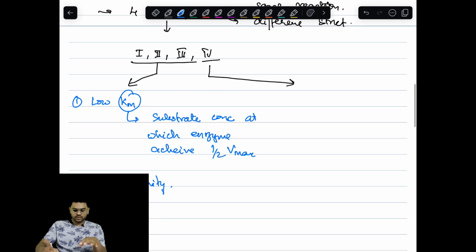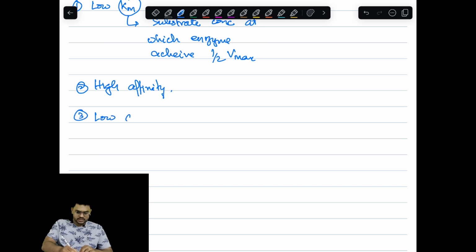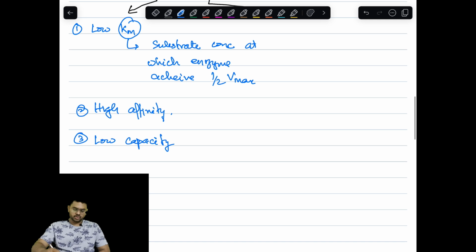So these first three hexokinases are of the high affinity type. But what is the problem? They are low capacity enzymes. Why are they low capacity? What do you mean by low capacity? That means their maximal activity is very limited. The number of substrates they could catalyze per second is very low. So that is why they are considered low capacity.